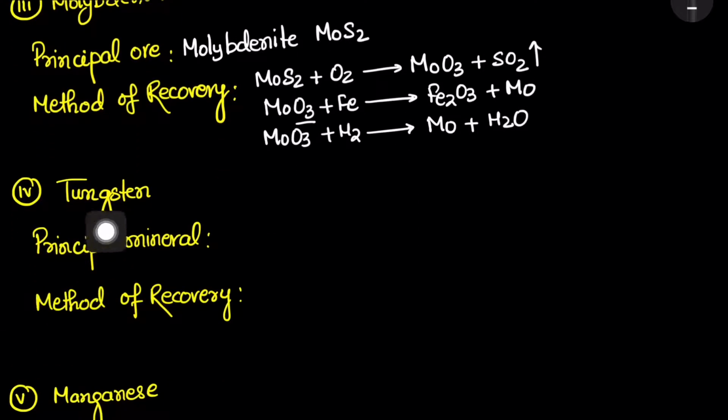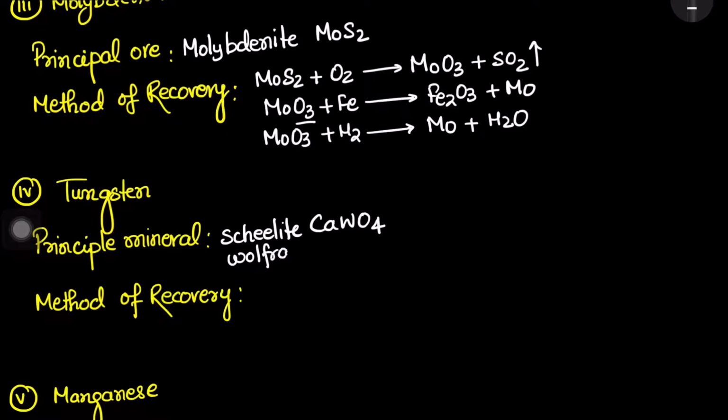Let's see tungsten. We have next metal, that is tungsten. The principal mineral is scheelite, that is CaWO4. Okay, and another ore is wolframite, that is (Fe,Mn)WO4. This is the principal mineral from which tungsten can be extracted.